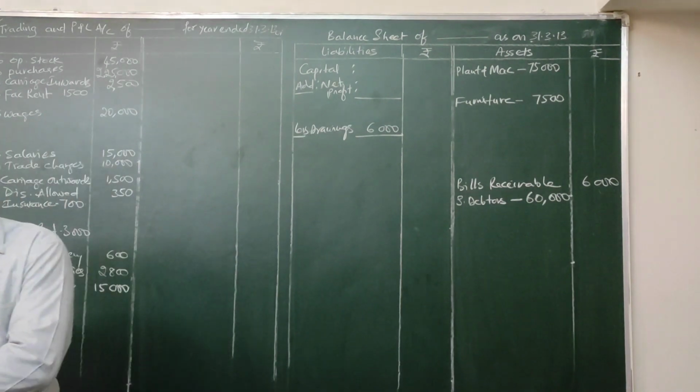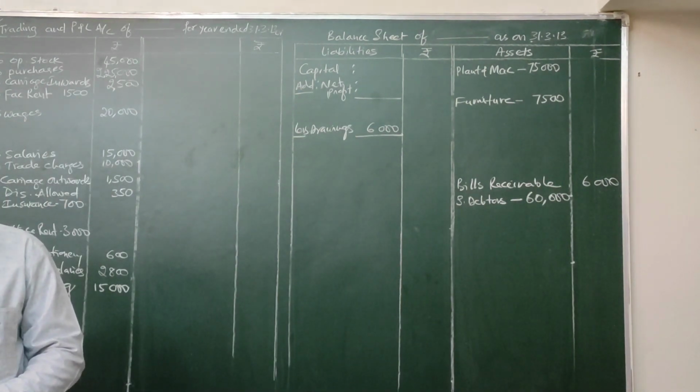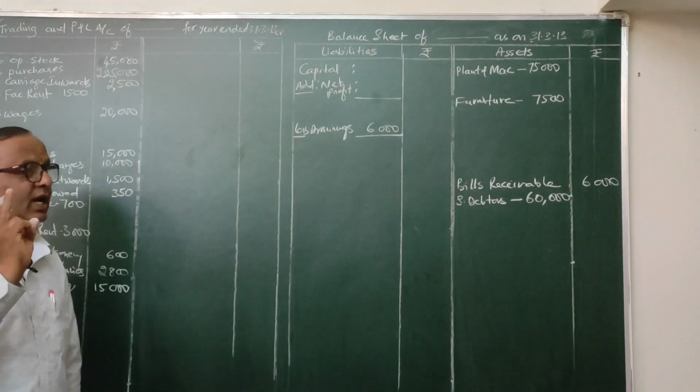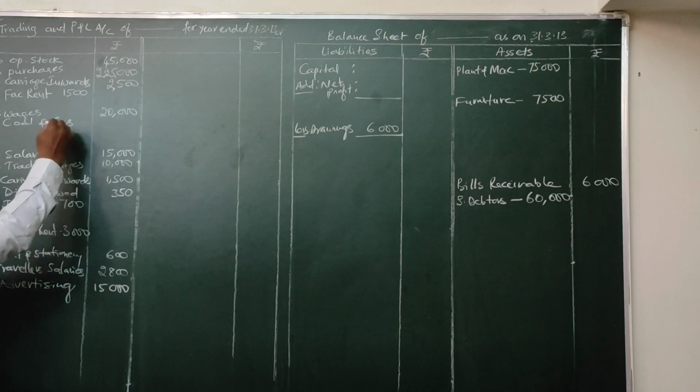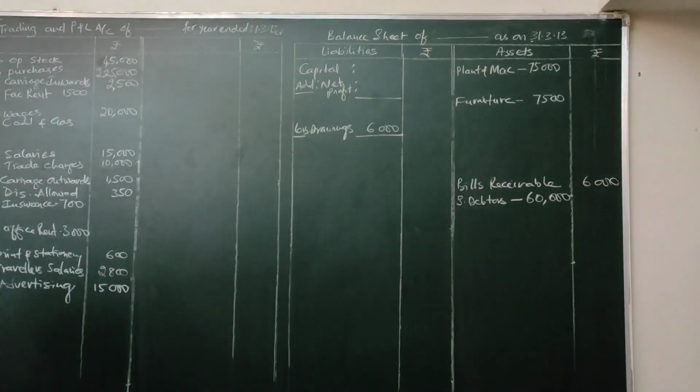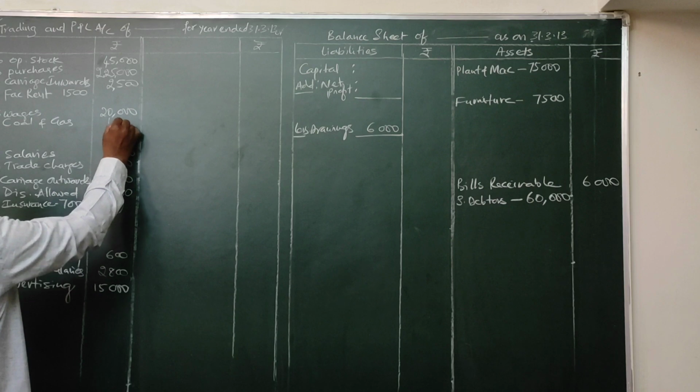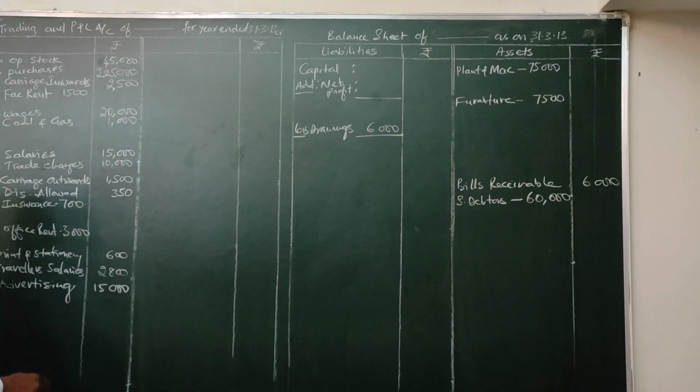Then after that, if you see the next item, we are having coal and gas. Coal and gas is a direct expenditure, trading account debit side. So to coal and gas he has given us 1,000. Let's take it here, outer column 1,000.